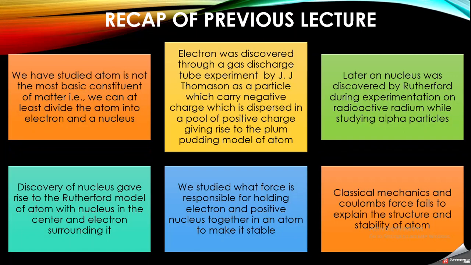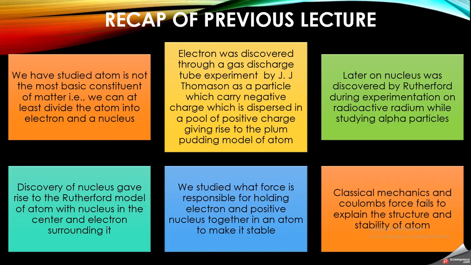Let us first have the recap of the previous lecture. We have studied that the atom is not the most basic constituent of matter because we can divide it into at least an electron and the nucleus. The electron was discovered by J.J. Thomson during a gas discharge tube experiment, where he was trying to understand the nature of this discharge, where the negative particle, the electron, was discovered.